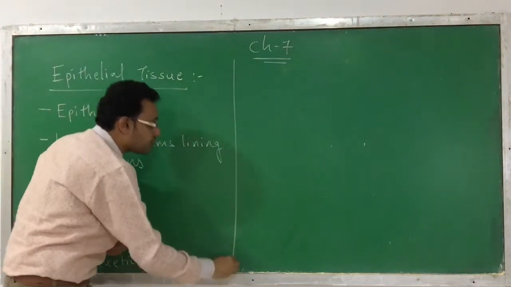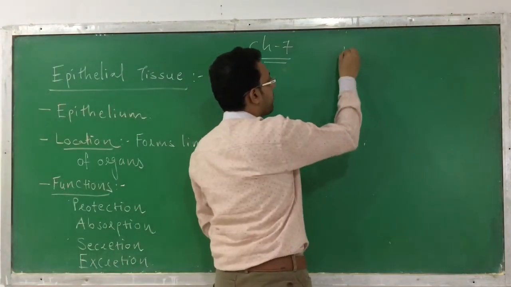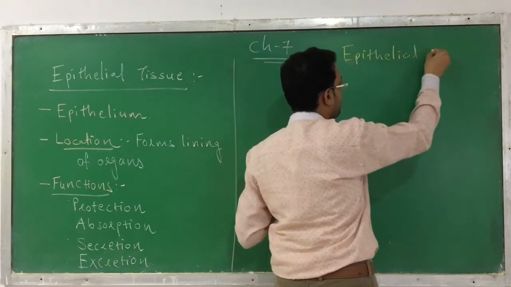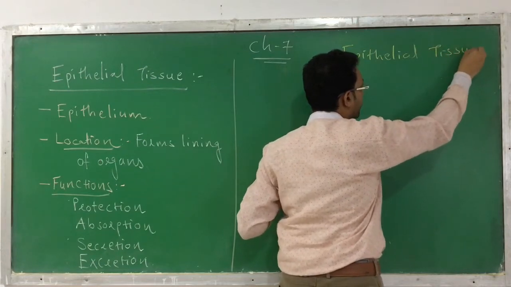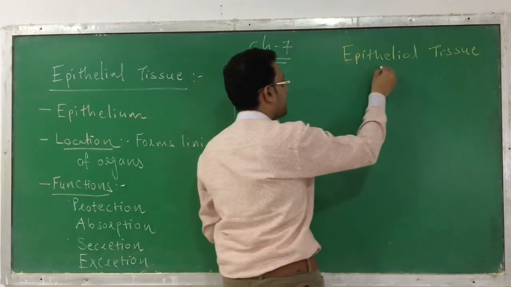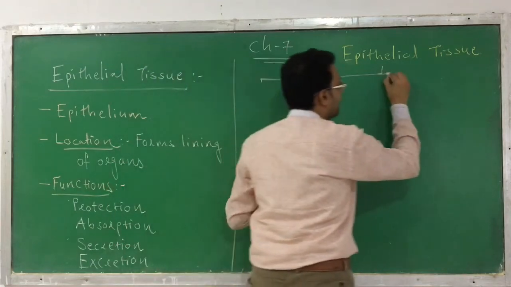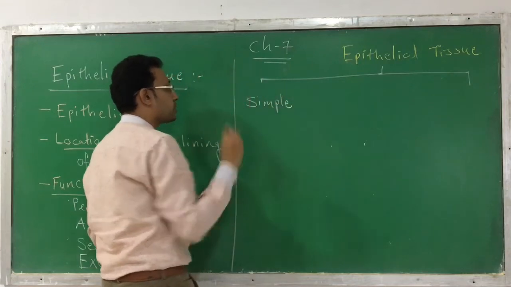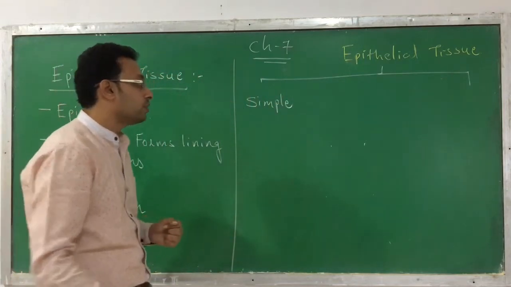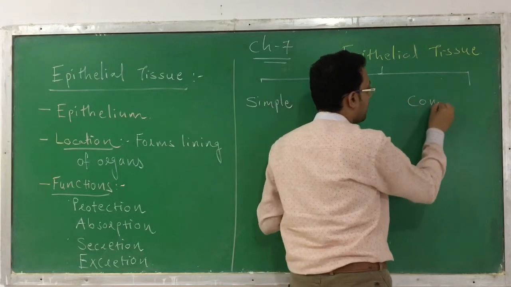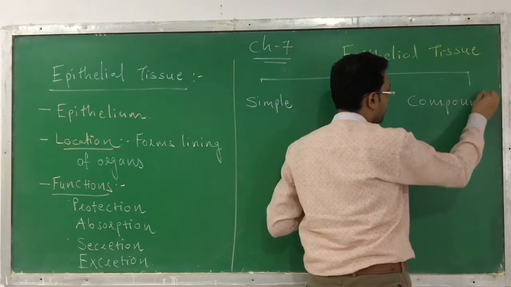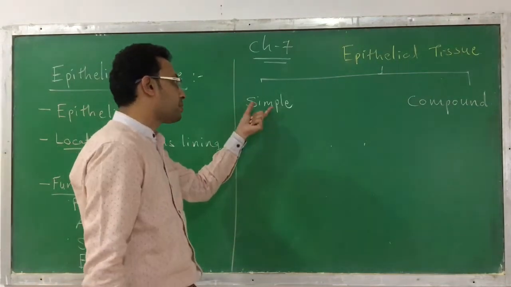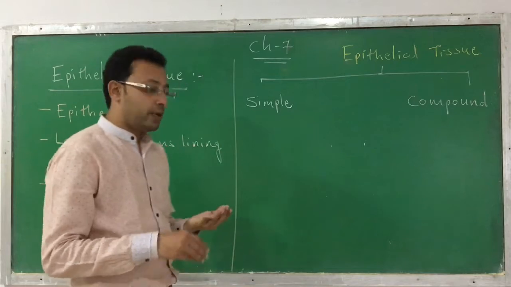Now this epithelial tissue can be divided into two types. How many types of epithelial tissue? There are two types. The first one is called simple epithelial tissue. The second one is called compound epithelial tissue. So two types: simple epithelial tissue and compound epithelial tissue.